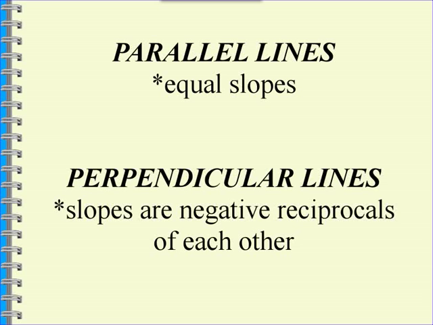So parallel lines, one thing you need to get down is that they have equal slopes. Perpendicular lines, slopes are negative reciprocals of each other. And as I said, tomorrow we'll go ahead and continue with this thought. We'll talk a little bit more about parallel and perpendicular. You're going to write some equations of parallel and perpendicular lines. And that's where we'll be at.